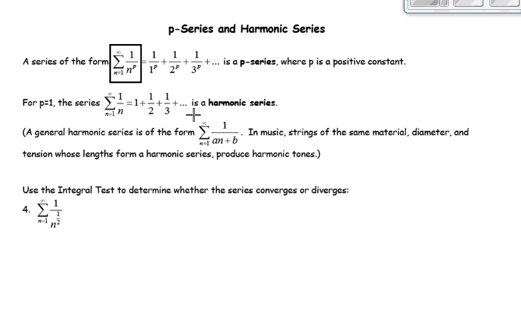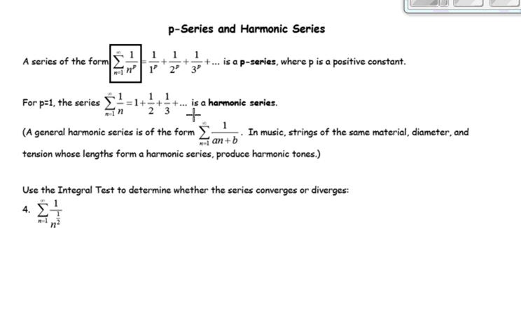So this is called a p-series, so as n changes, we would have 1 over 1 to the p, 1 over 2 to the p, 1 over 3 to the p, and so forth and so on. And p has to be a positive constant here. Now, if p is equal to 1, that means we have the series 1 over n. So that's 1 plus 1/2 plus 1/3.